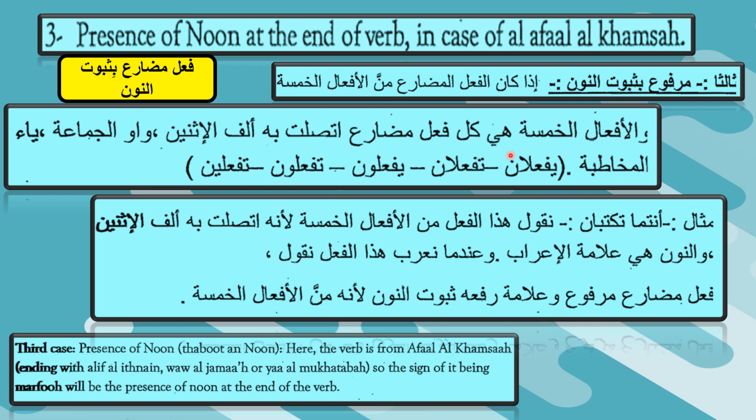والأفعال الخمسة, what is it? This is just a definition in Arabic. هي كل فعل مضارع اتصلت, اتصلت means joined with or attached with ألف الاثنين. So now in this case, what type of damirs you will find? Basically ألف الاثنين, واو الجمع, ياء المخاطبة. So you have يفعلان تفعلان, يفعلون تفعلون, and تفعلين. So تفعلان from the ghaib is deleted, it is taken as 1. So that's how you get 5 afalul khamsa.